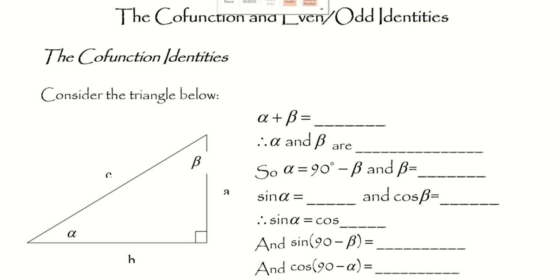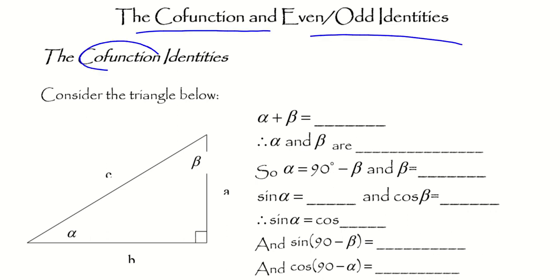Welcome, crew. In this unit, I guess this last half of a unit and the next unit, we're going to finish up our trig identities, and then we're going to look at how to use trig to solve triangles. So we'll get to that later. Today we're going to look at two more sets of identities. That would be our cofunction identities and our even and odd identities. So let's dive in, and we're going to start with our cofunction identities.